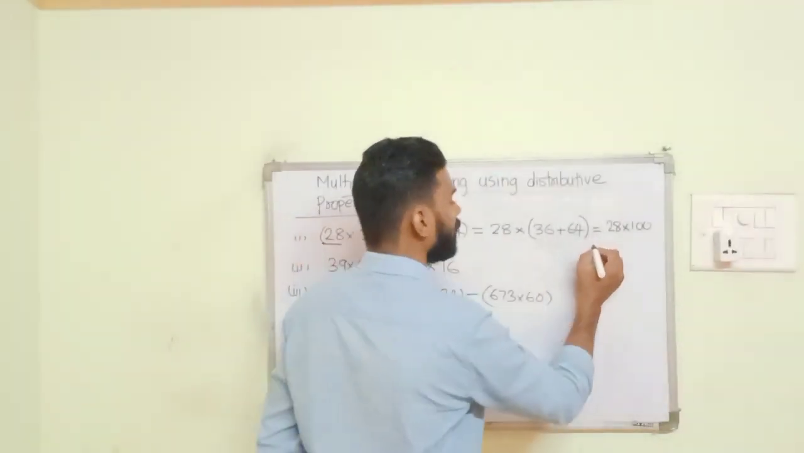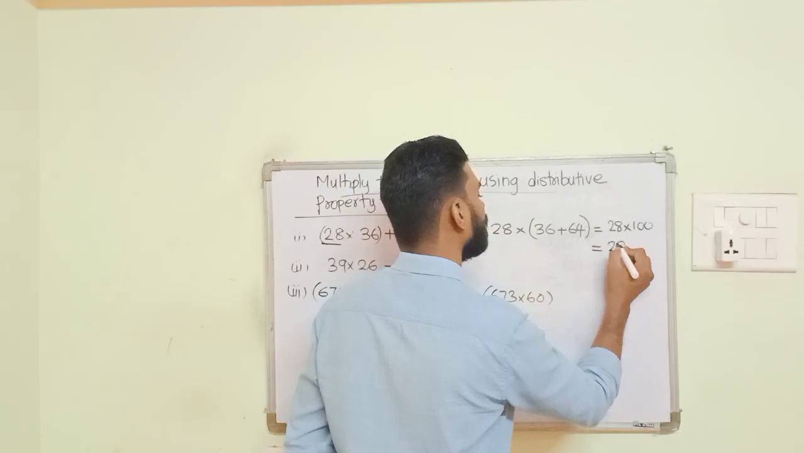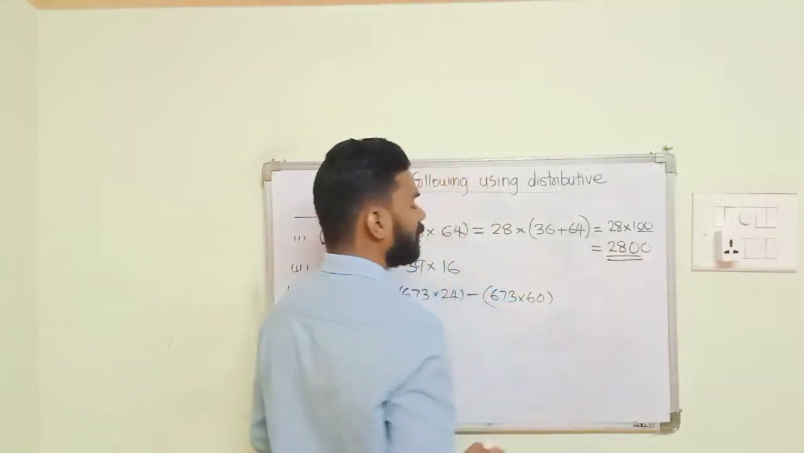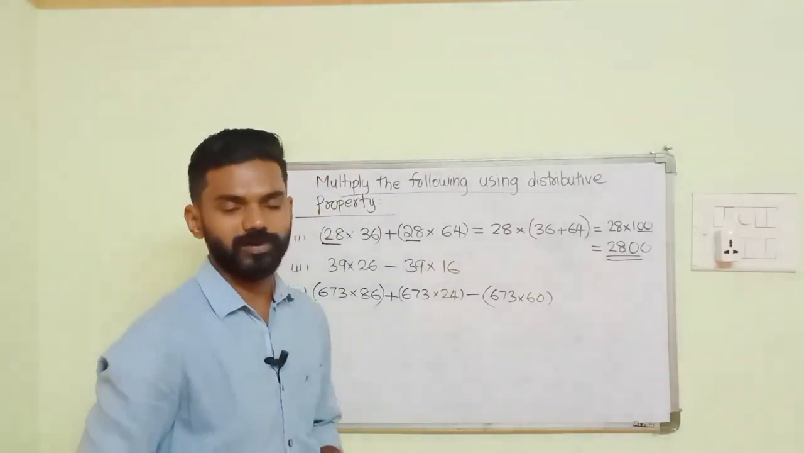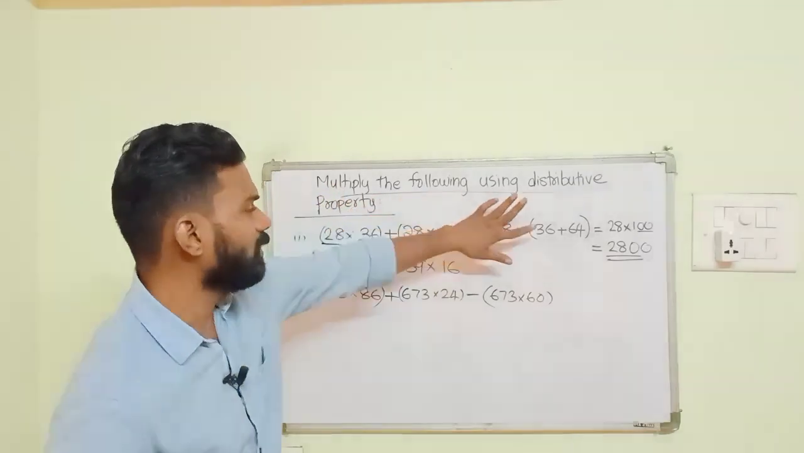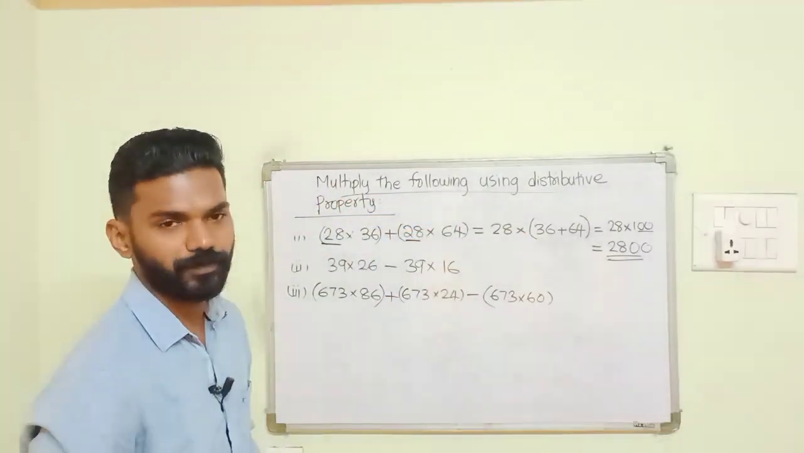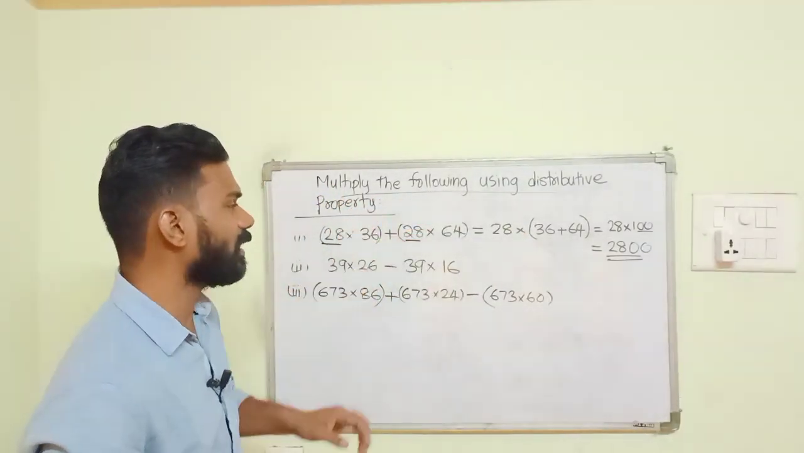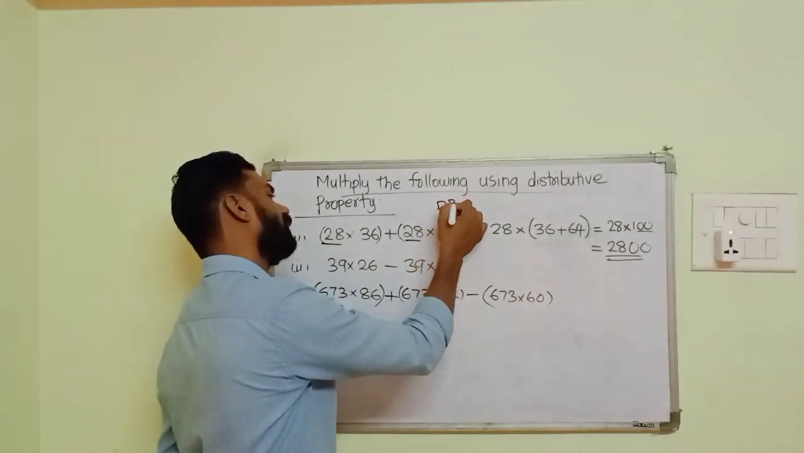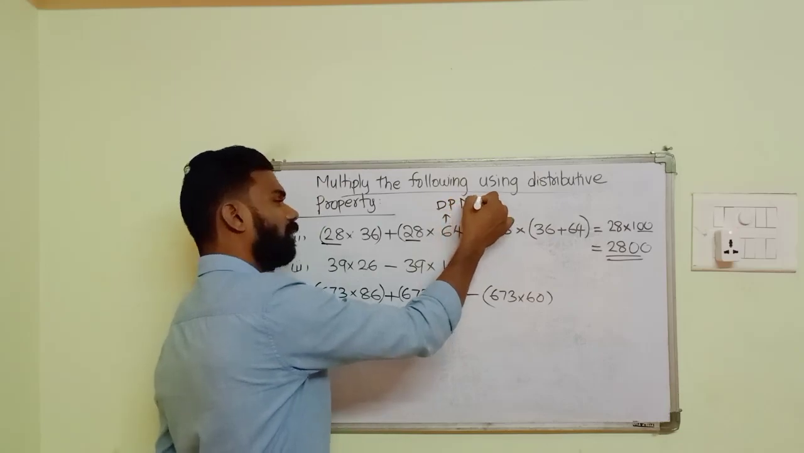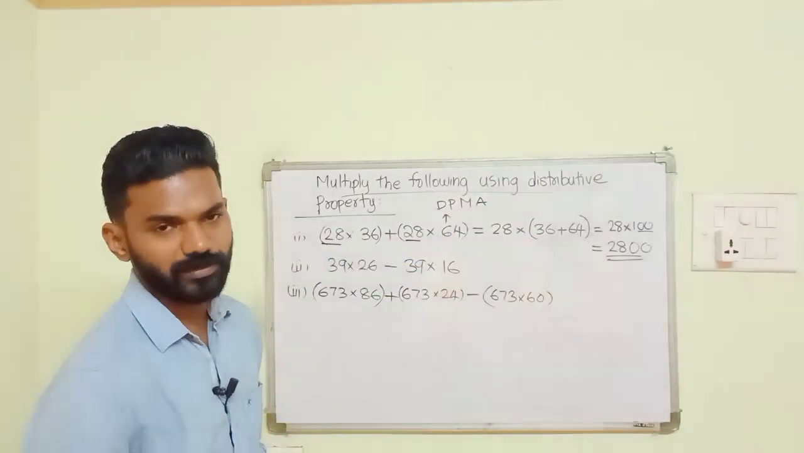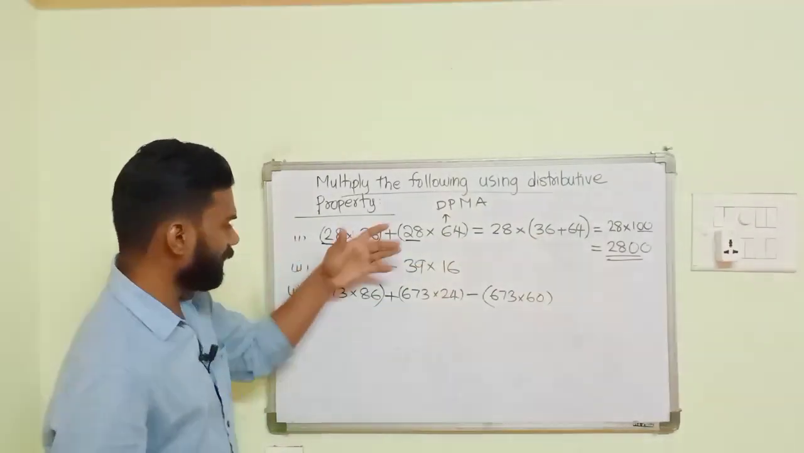28 into 100 means first of all you need to write 28. Thereafter these two terminal zeros you can put here, so that this will become 2800. So the answer for this question will be 2800. Which property did you use here? Here we actually used the distributive property of multiplication over addition. Now there is another problem.